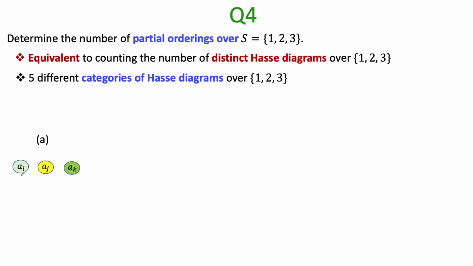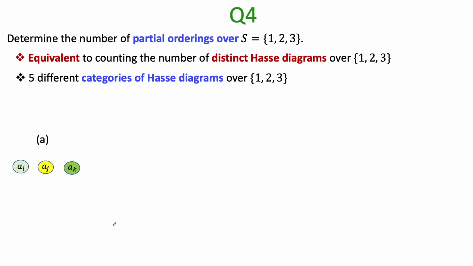So I have the nodes AI, AJ and AK, where AI can be any value in the set 1, 2, 3, AJ can be any value in the set 1, 2, 3 and AK is any value in the set 1, 2, 3. What exactly is the relation corresponding to this Hasse diagram? The relation here will be AI is related to AI, AJ is related to AJ and AK is related to AK. Remember, in a Hasse diagram, the directions are not there, self loops are always implicit, transitively implied edges are also implicit, and so on. So the relation corresponding to this Hasse diagram is this relation, which is a partial ordering.